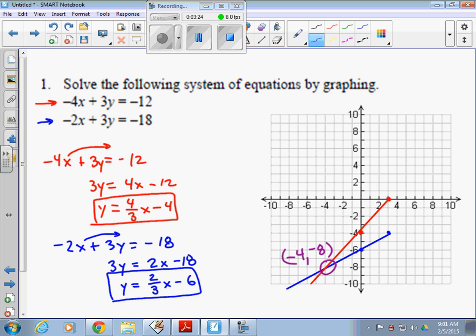So remember, this is called the graph and check method, because you graph it, you estimate what it is, and then you check to see if negative 4 and negative 8 give you a true statement. So in the first equation, the red one, negative 4 times x is negative 4 times negative 4. We know that gives us positive 16. Plus 3 times negative 8, which is y. 3 times negative 8 is going to be minus 24. Equals negative 12? Okay, so this is not the correct intersection, because 16 minus 24 is not equal to negative 12.